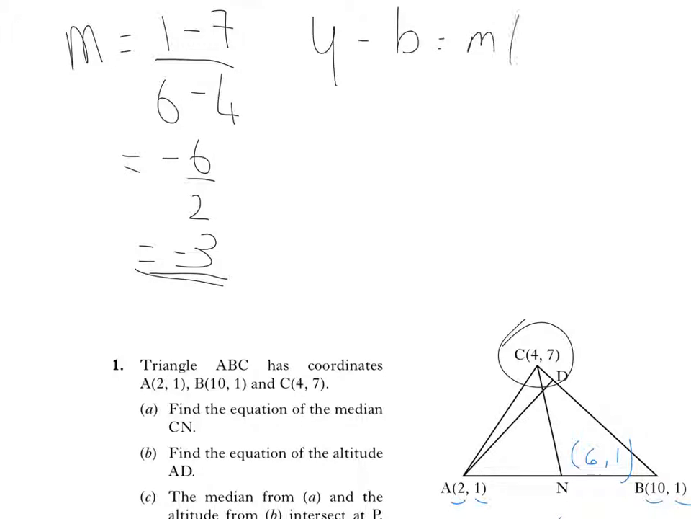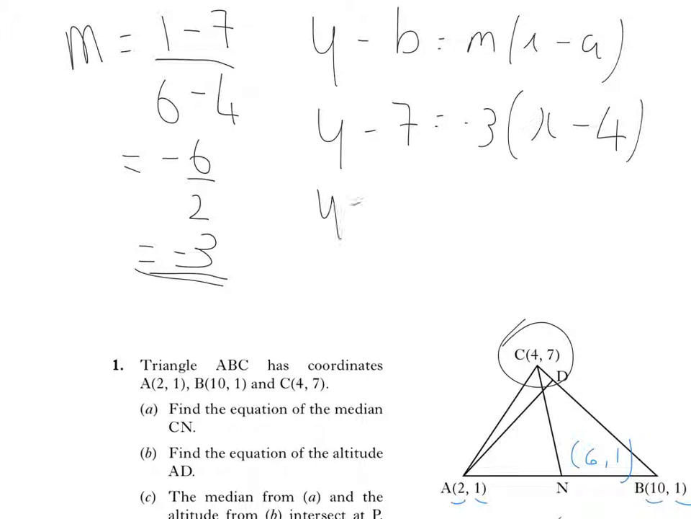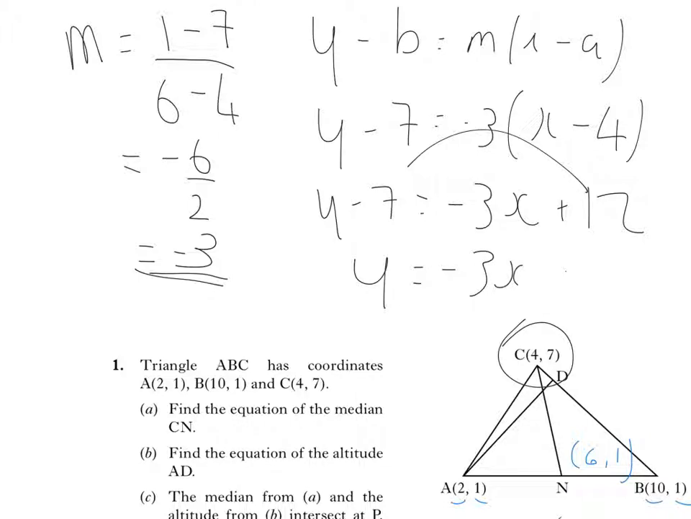y minus b equals m bracket x minus a, and that's y minus 7 is equal to minus 3 bracket x minus 4. That's y minus 7 equals minus 3x plus 12. Bring that across, change side, change sign, that's y equals minus 3x plus 19.